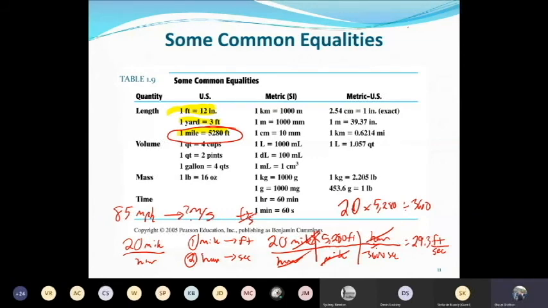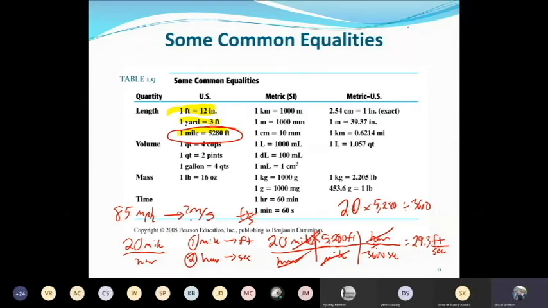So, a 5 foot tall person, I keep going back to a person because you can relate. Most people are around 5 feet tall. A car traveling at 20 miles per hour would run through how many people? 6 people. 6 5 foot people. So you would cover 6 people in a second. That's extremely fast. Even though 20 is not that fast, it's still really fast.